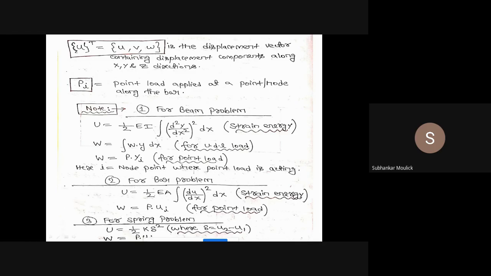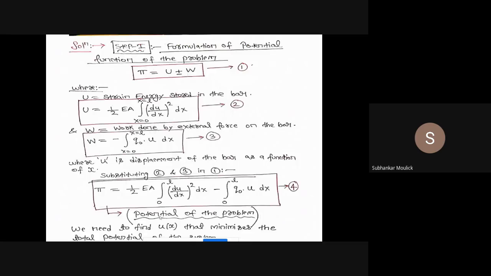Similarly, for a bar problem, where displacement is happening along one direction, the value of strain energy is this expression, and the value of W will depend on whether a point load is acting, or a traction force is acting, or a body force is acting. Accordingly you will formulate the potential of the problem.